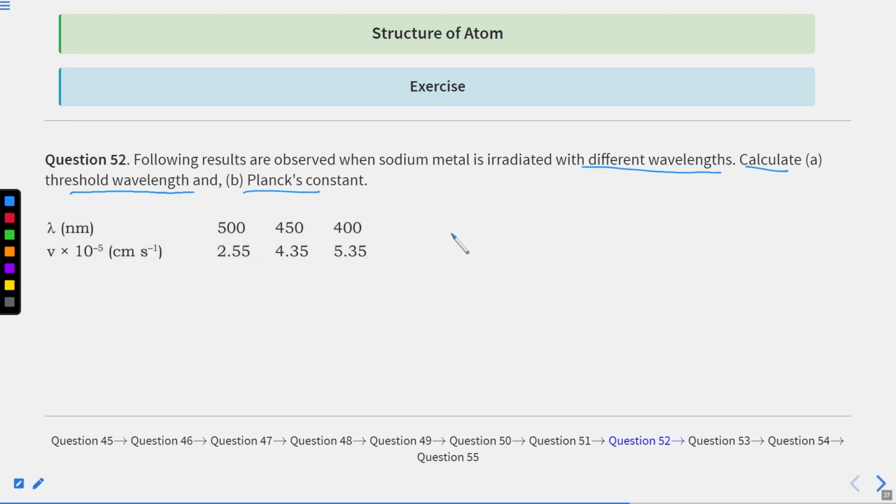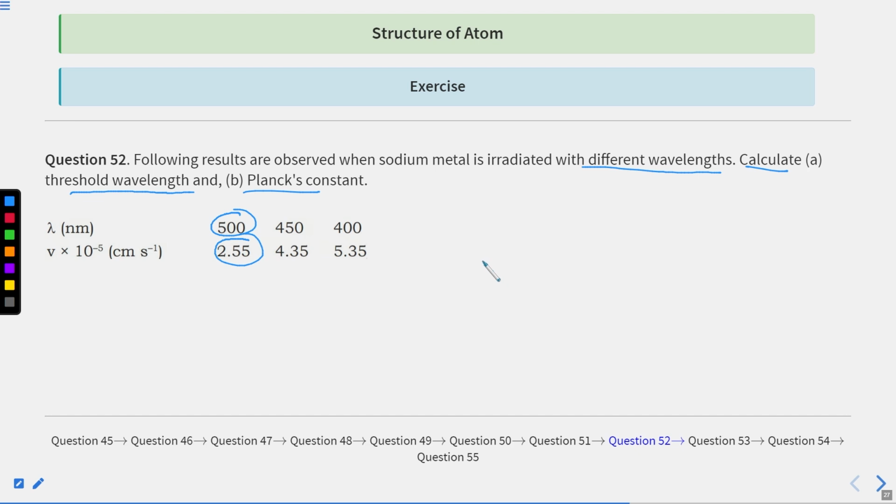So what is written here? That these are the results that are obtained when sodium metal is irradiated with different wavelength. Okay, so we have to calculate the threshold wavelength and the Planck's constant. So if we treat this sodium with 500 nanometer, then we got the velocity of our particle as 2.5. Okay, so how will we calculate the threshold wavelength? So for that we have to calculate the work function.